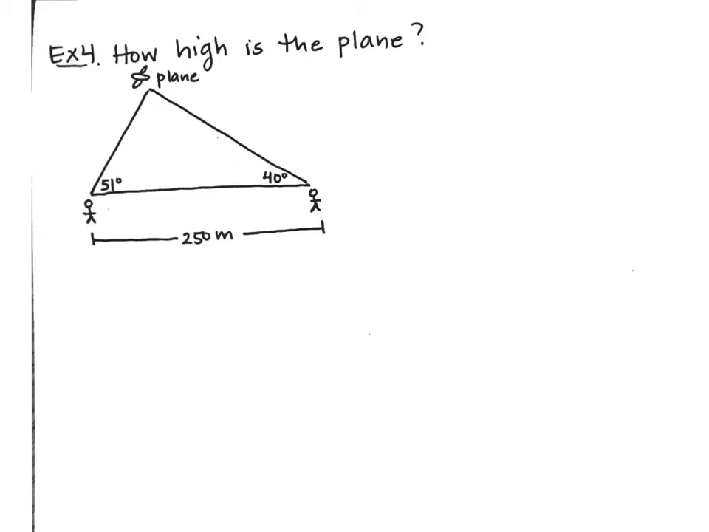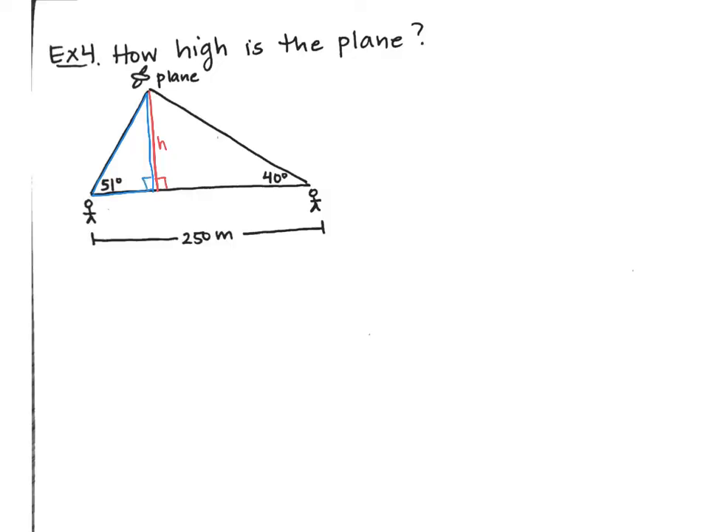Okay, let me think about this. First I'm going to draw in the height of the plane because that's what I'm trying to find. So let's draw straight down here, H. I'm trying to find H. I see two right triangles right now, so I'm going to see if I can do anything with either of these right triangles. So let's look at this little right triangle here.